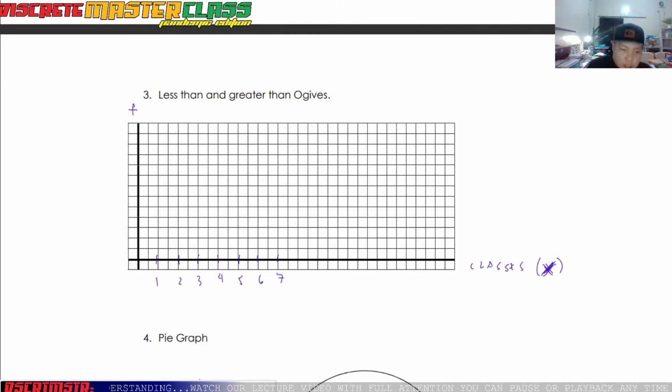So, sa frequency, yung gagamitin natin dito ay, let's say 5. 5, ito maliit. 10, 15, 20, 25, 30, 35, 40, 45, 50. Okay. So, that's the total number of students na may data natin, no? So, 2. Magsisimula tayo sa 2. So, ito yung 2. Nandito yon.